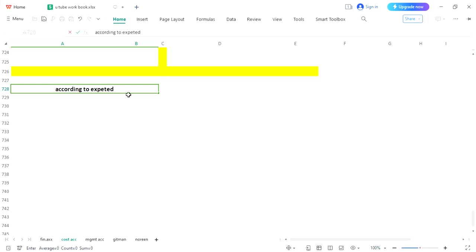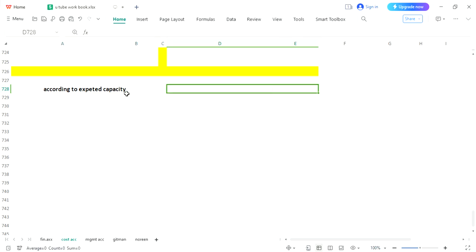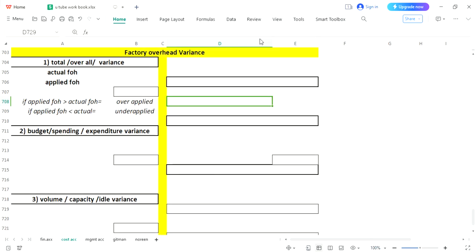Expected hours or capacity. And the second thing we are looking at is that information is given according to normal capacity. Hopefully you have observed it. So what we are going to do is arrange this information according to expected and normal capacity. Our format is still vacant. We are waiting to put amounts over here according to the requirement of the question.